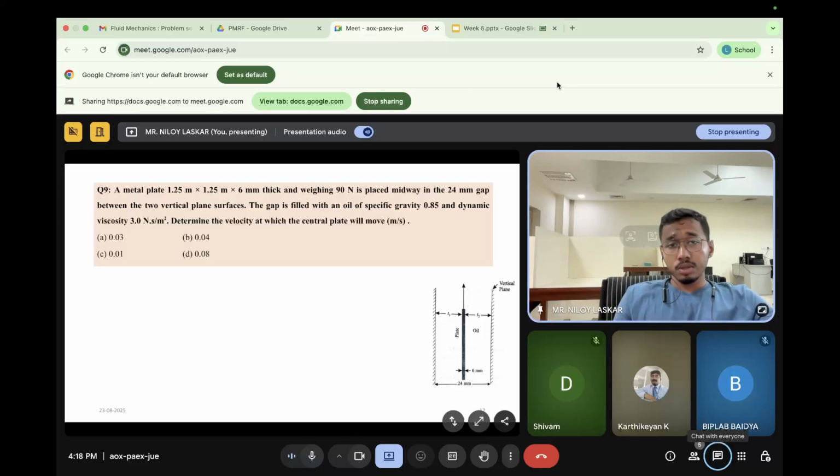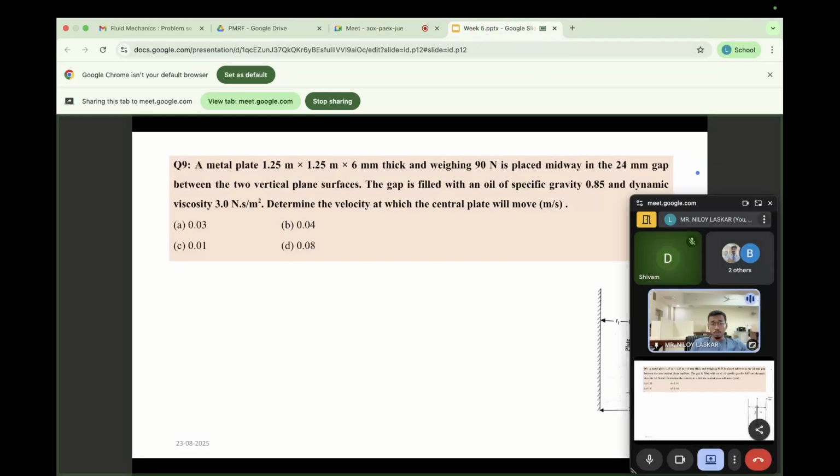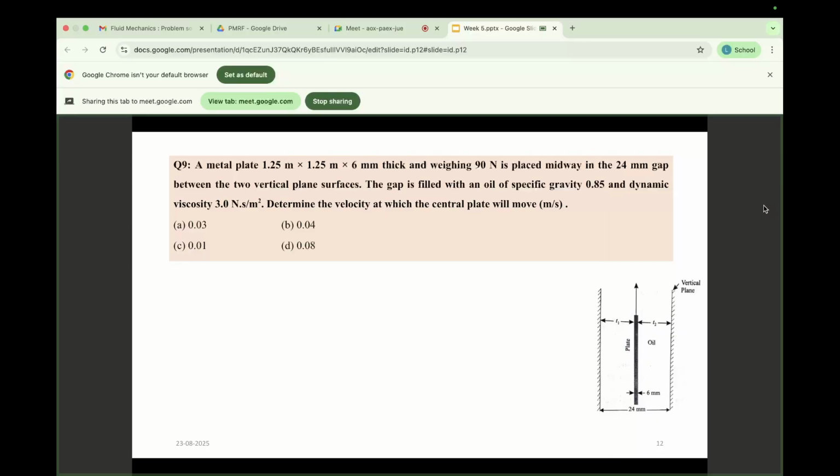Okay, I'm solving this one. In the meantime, you can also try to solve this one from your side. The figure is given. From this figure, it is quite obvious that this metal plate, which is shown black in color, has its weight given as 19 Newton, and it is placed in the 24 gap between two vertical plates, right?